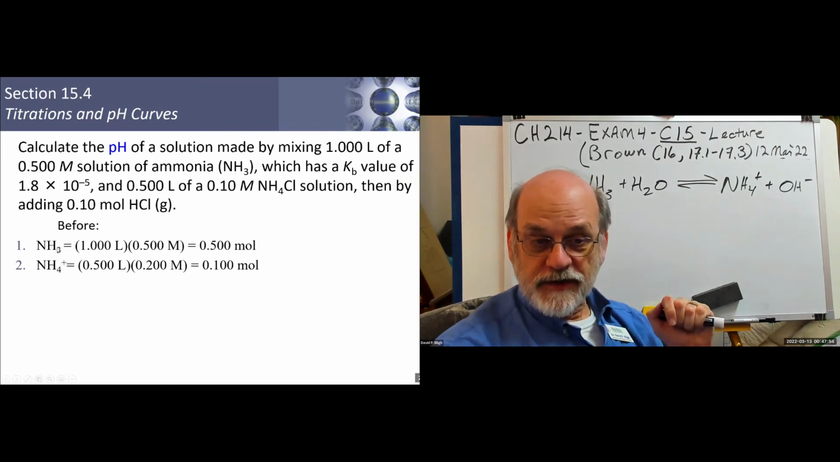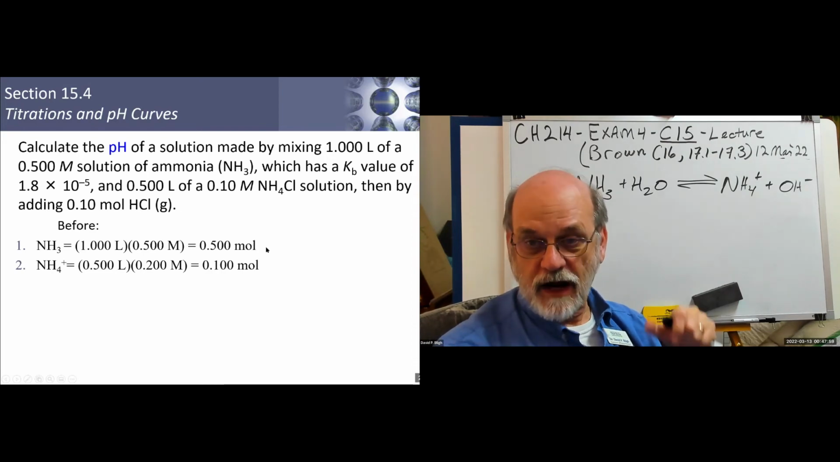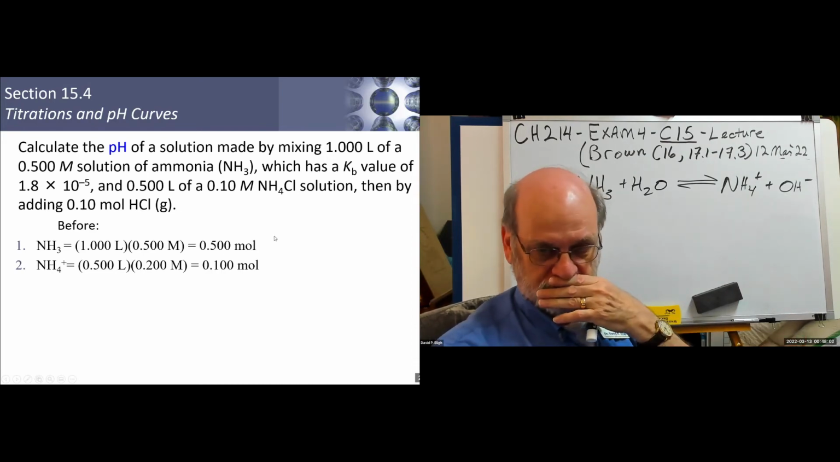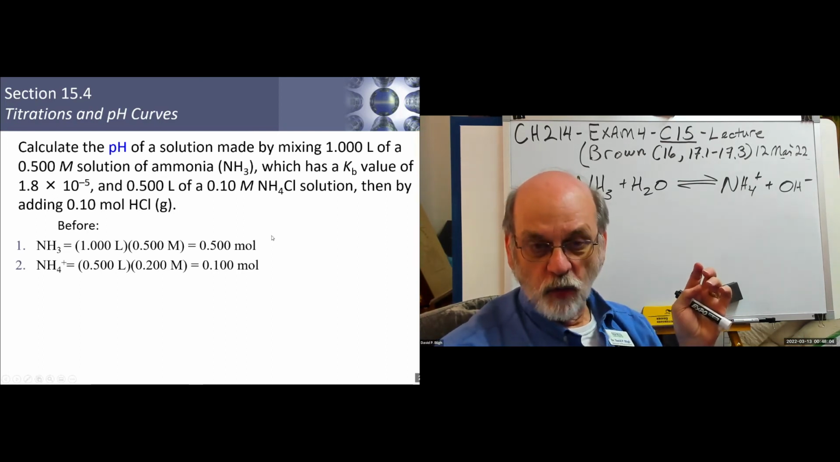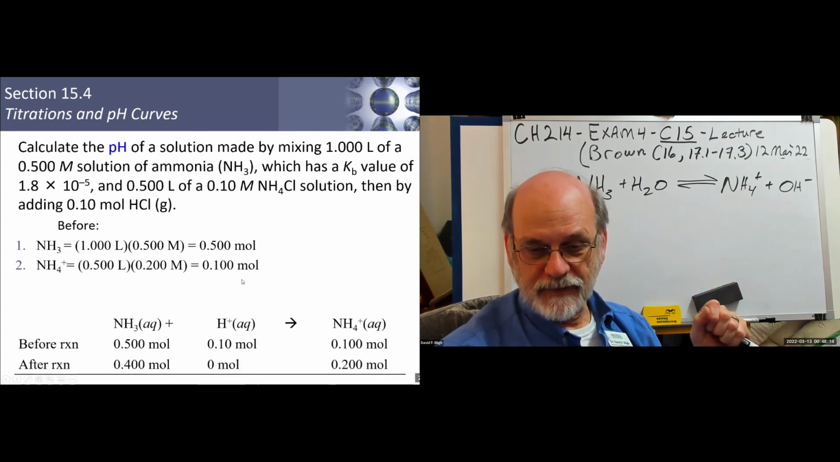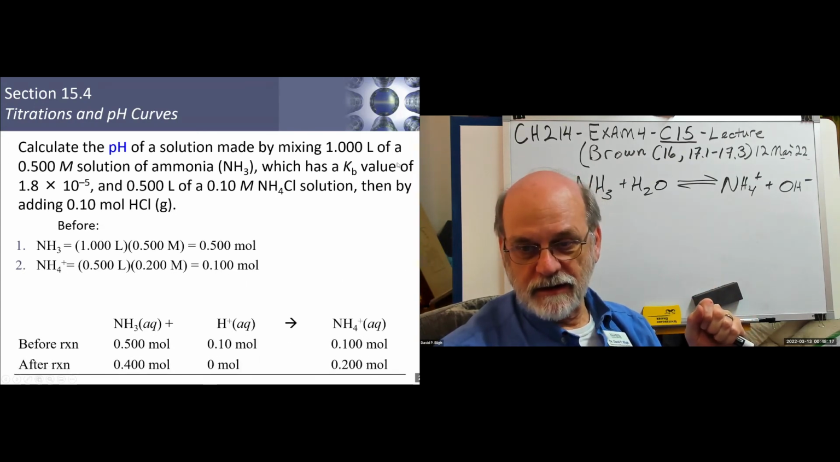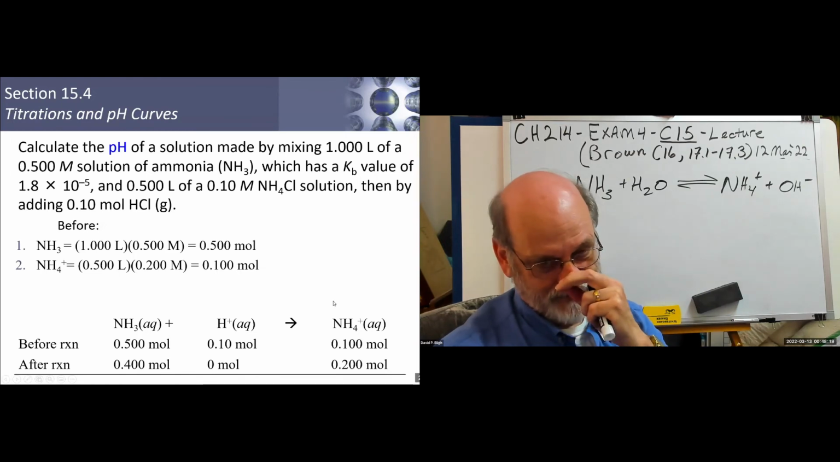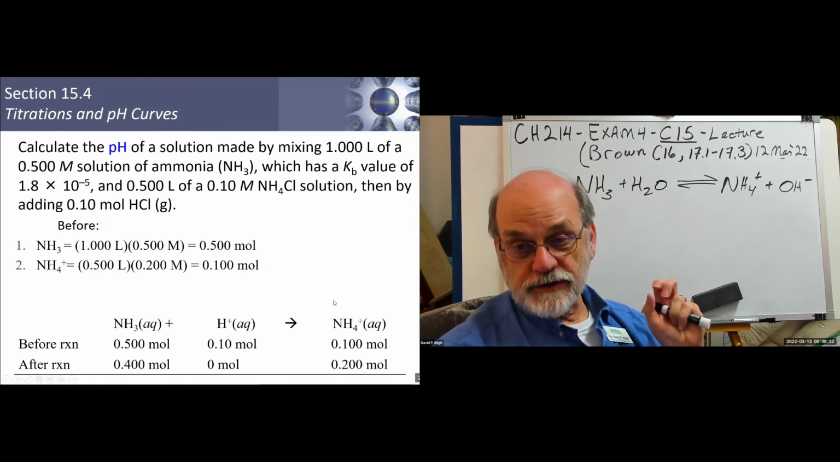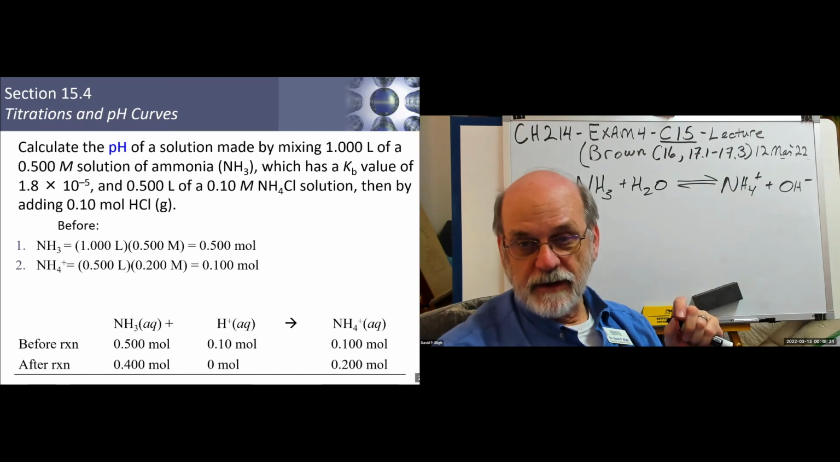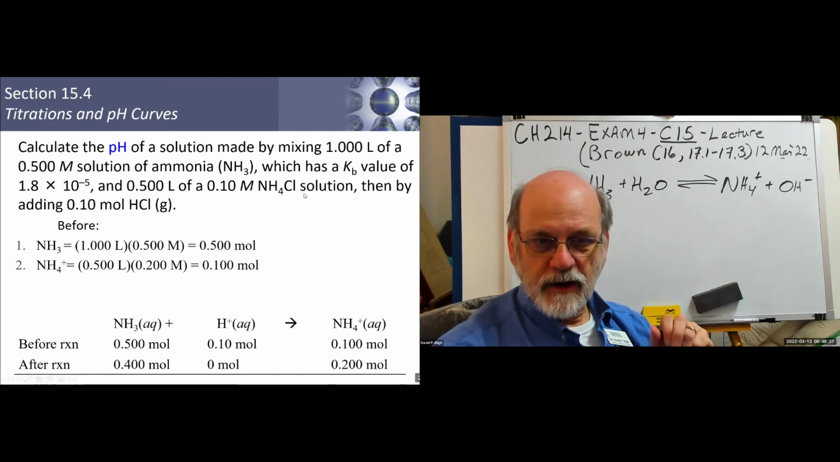All right, so in this case, the ammonia concentration we start with is 0.5 moles in our new volume, which would be 1.5 liters, right? 1 liter plus 0.5 liters. And the ammonium ion is 0.1 in that same volume. So now, well, actually, what we're going to do is the stoichiometry first. And how do I know that we're doing that? Because we mixed these two different solutions.